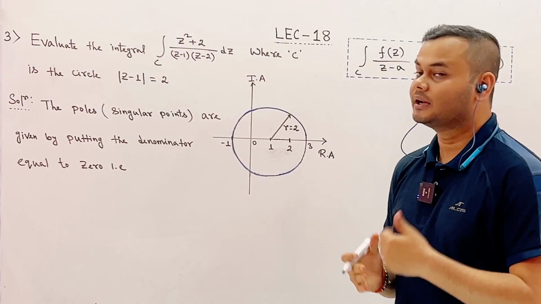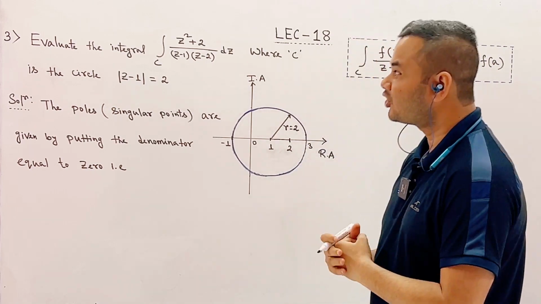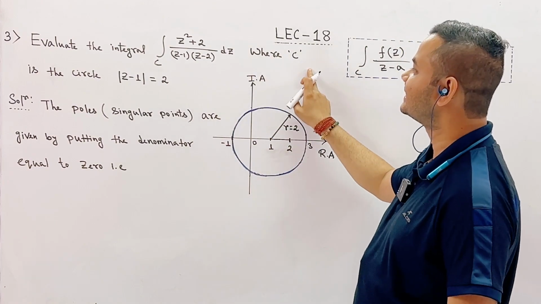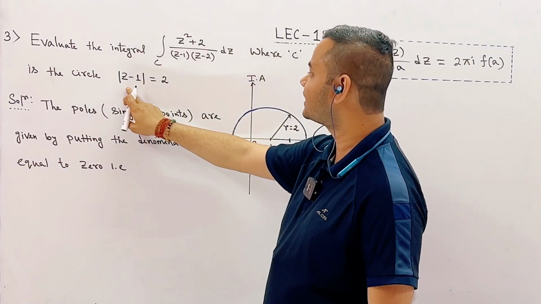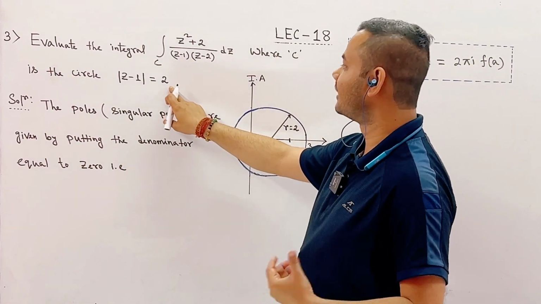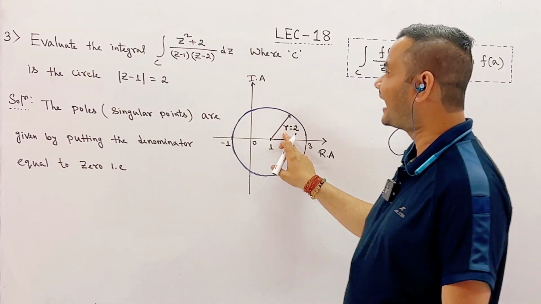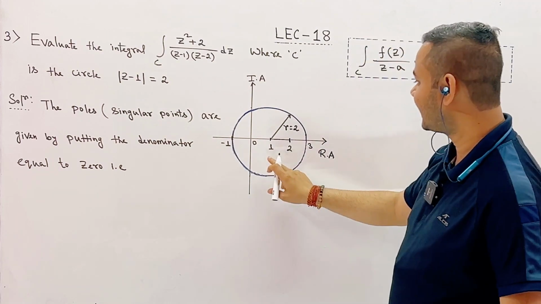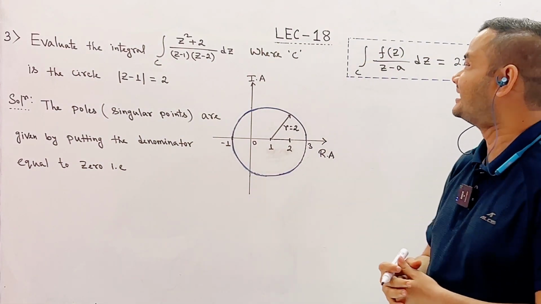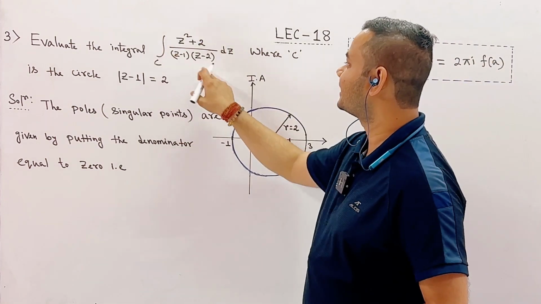Next, let us solve problem number 3. According to this problem, we have to evaluate this integral where C is the circle modulus of z minus 1 equal to 2. So the radius of the circle is 2 and the center is located at the point z equal to 1. First, let us find the singular points or poles for this integrand.